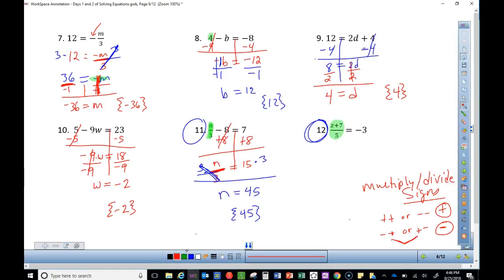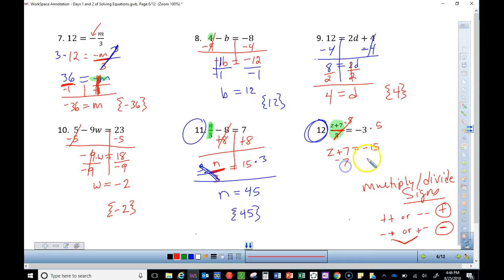So this says that z plus 7 is getting divided by 5. So to undo that dividing, we will multiply up top. 5 over 5 will cancel. Got to multiply this side by 5. So then I'll end up with z plus 7 equals, and negative 3 times 5 is negative 15.